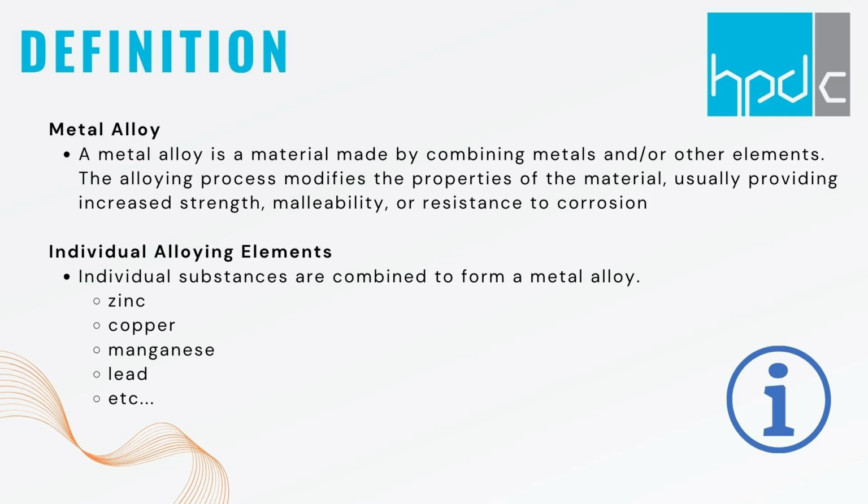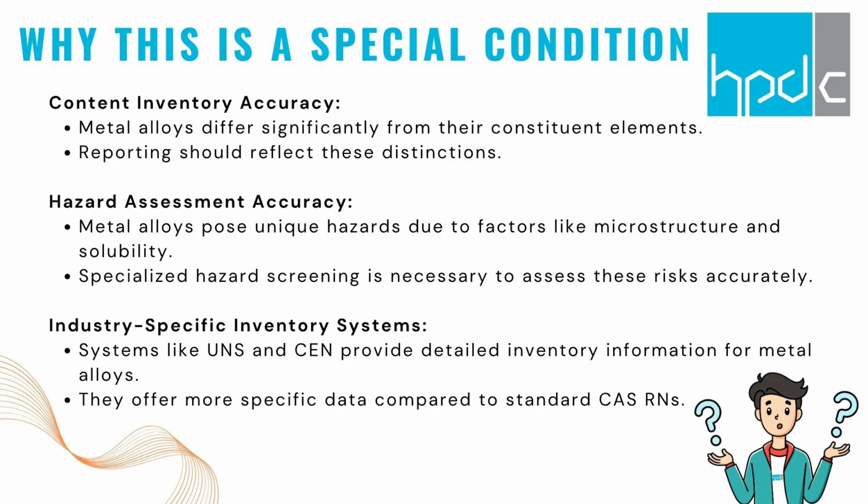A metal alloy is a material formed by combining two or more metals or metals with other elements to enhance material properties like strength, corrosion resistance, or malleability. For example, stainless steel is made from iron combined with chromium and sometimes nickel. We also refer to individual alloying elements, which are the building blocks of an alloy. These may include zinc, copper, manganese, lead, and others. Each of these components can carry its own health and safety implications, which is why proper inventory and hazard reporting is so important. Now let's discuss why metal alloys fall under a special condition category.